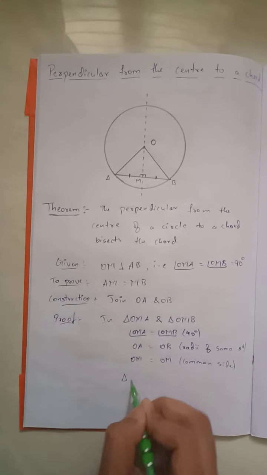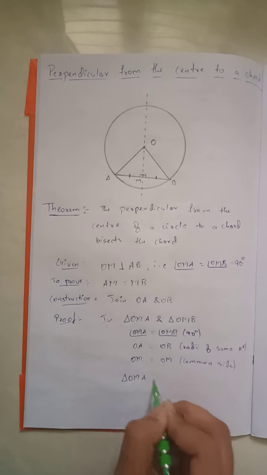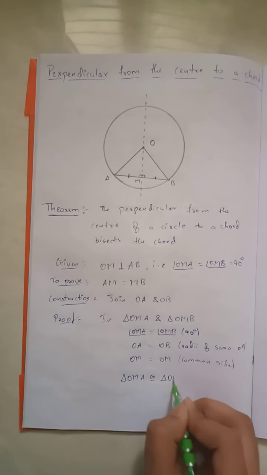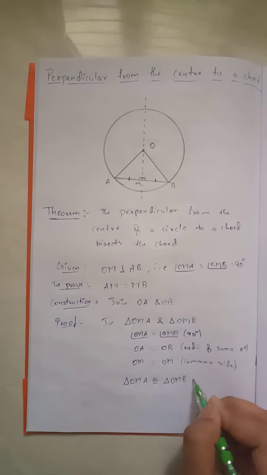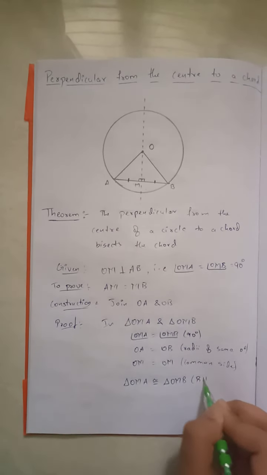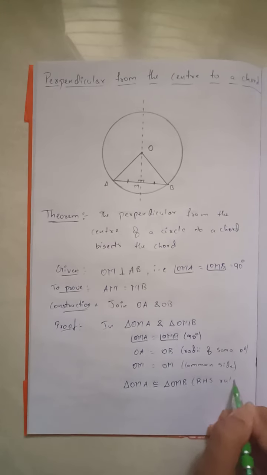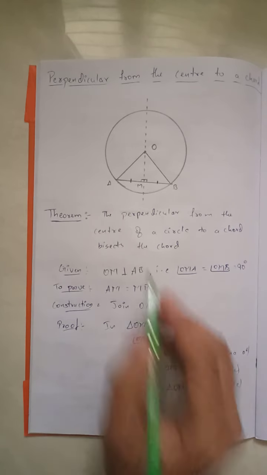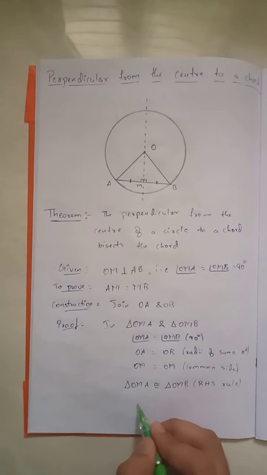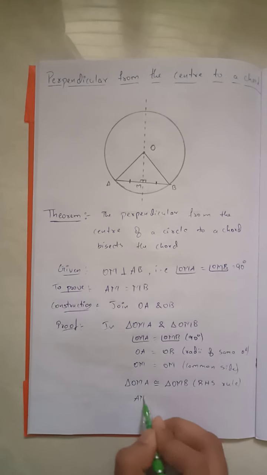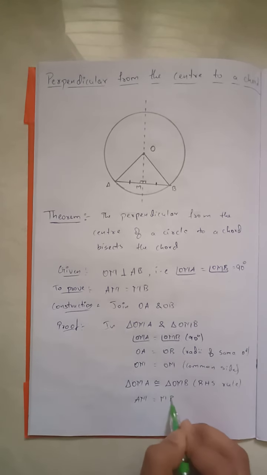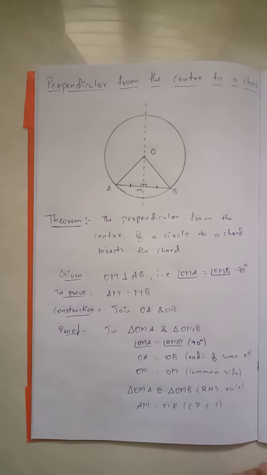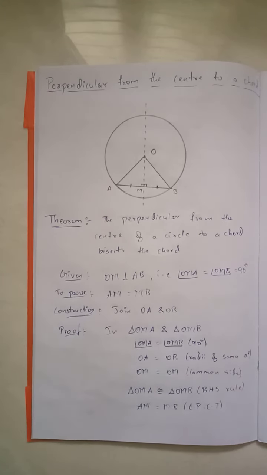So by the RHS congruence rule, these two triangles are congruent to each other. By RHS rule, we will get that AM is equal to MB by CPCT. Now we will learn this practically.